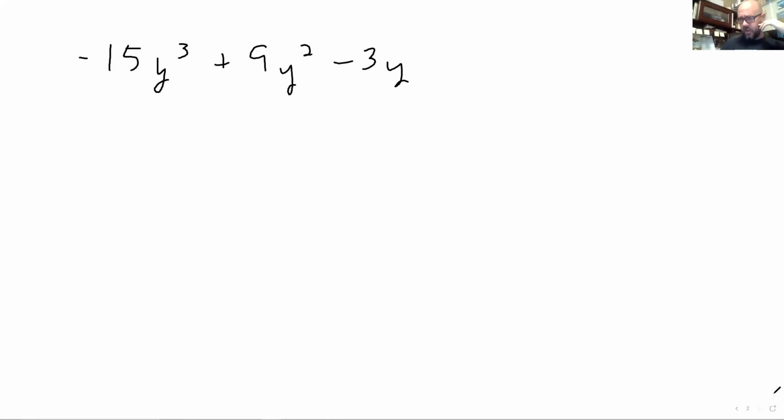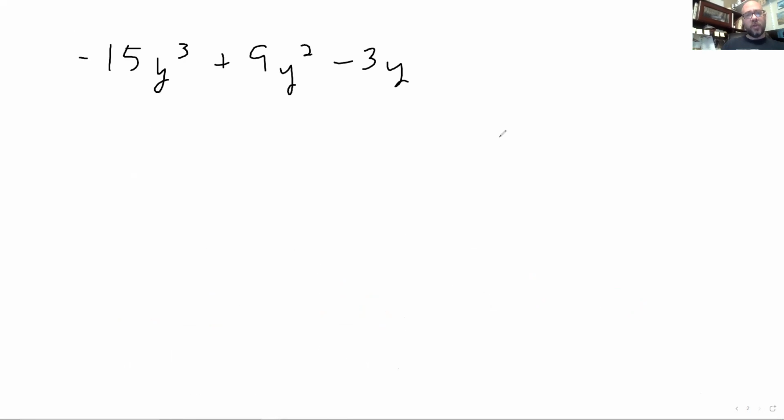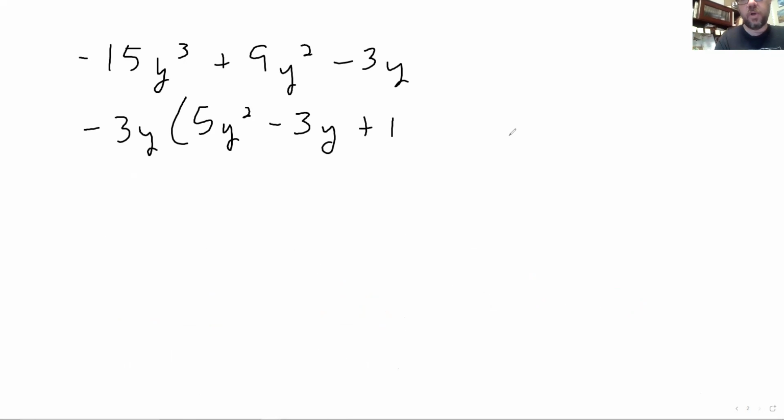Like, for instance, I could have pulled out minus 5xy here if I wanted to, and that would have made this minus 2x plus 3y minus 20. All it does is change the signs inside. And so I'm going to pull out a negative 3y here, since every term has a 3 and every term has a y. I think that's all of them. So that will leave me 5y squared minus 3y plus 1.